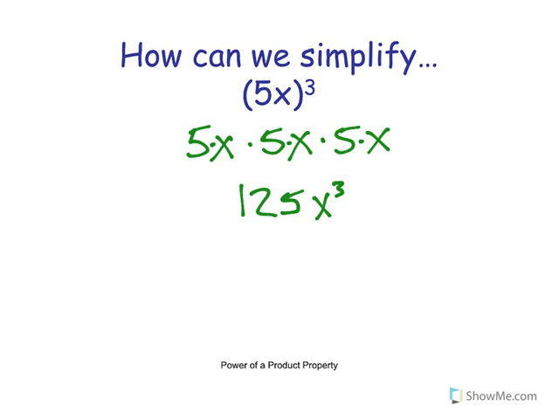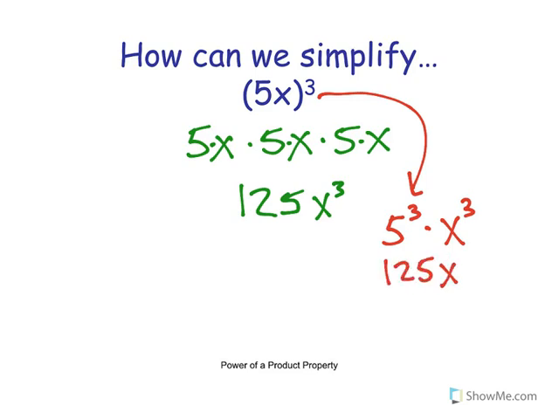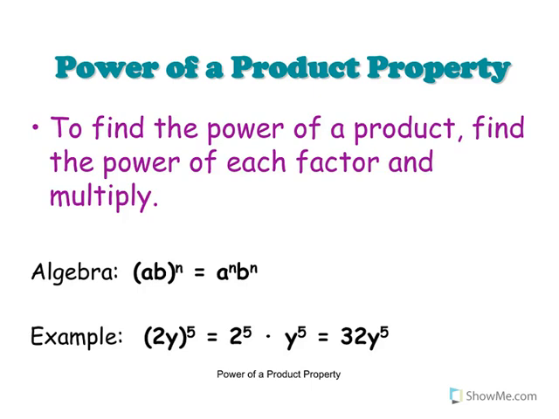Now, what if we don't want to do this every time? Well, let's think about what we did. I had to do 3 powers of 5x. So I had to basically do 3 powers of 5, and I also had to do 3 powers of x. And 3 powers of 5 is 125 x cubed. And that's how we derive our power of a product property. And that's what we have here that we'll put in our notes.